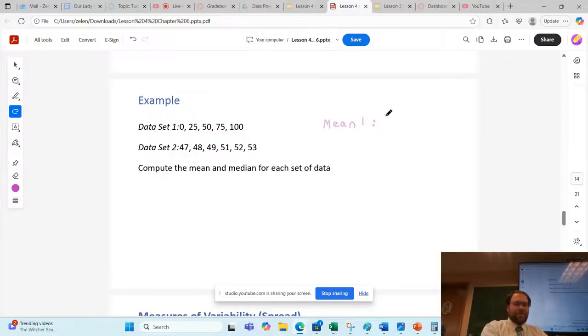Fifty. Yep. What about the median? 50. Also 50 for the first set. What about for the second set? Yep, they're all in order. 50. The median of that is 50. All 50.